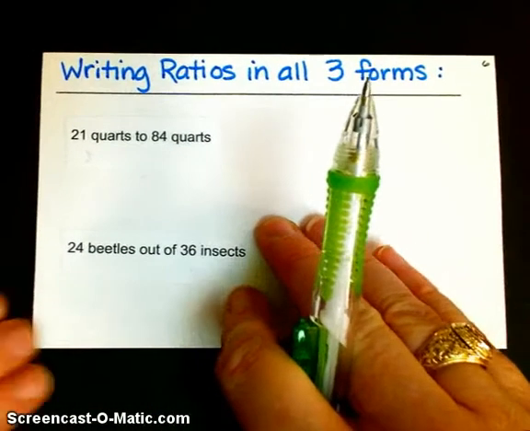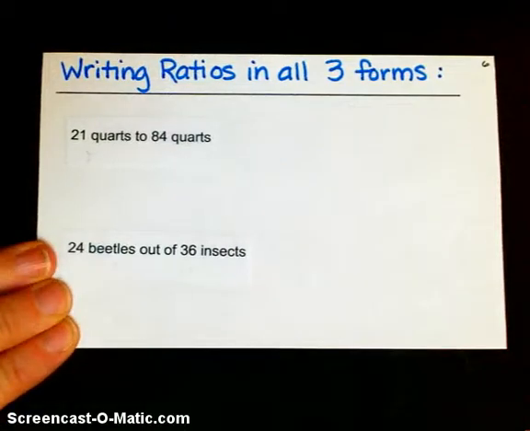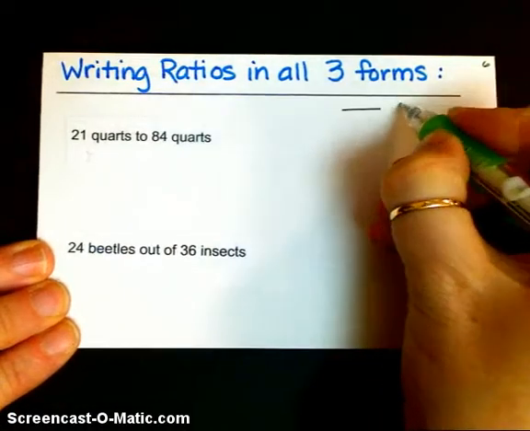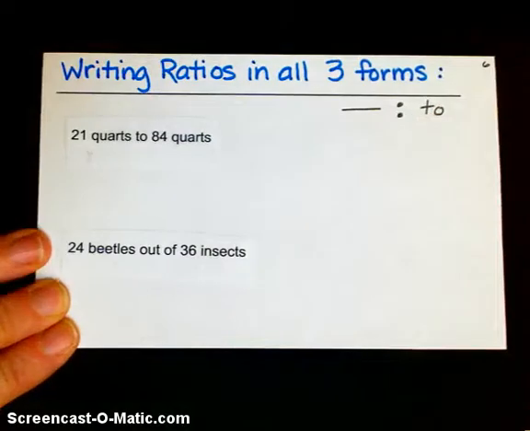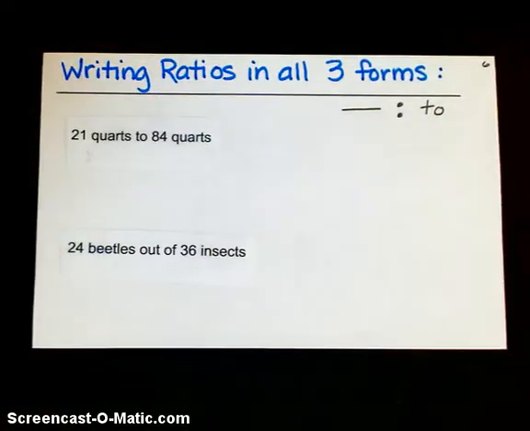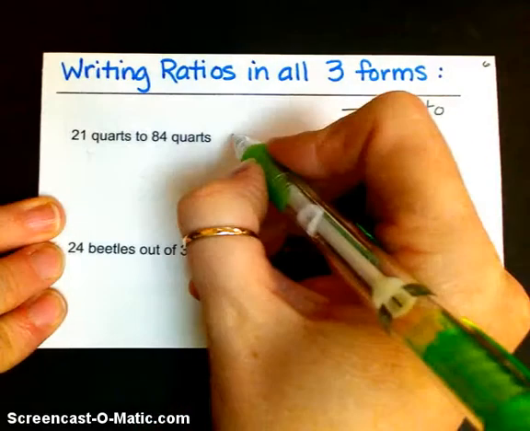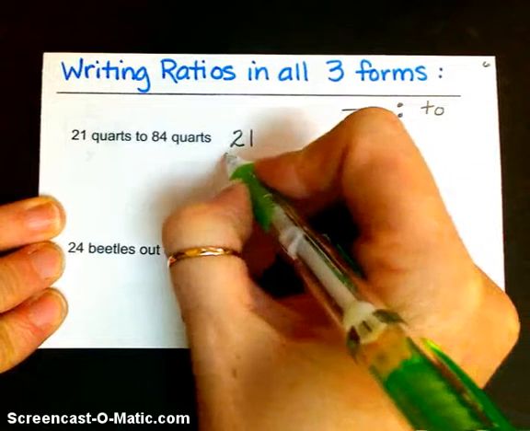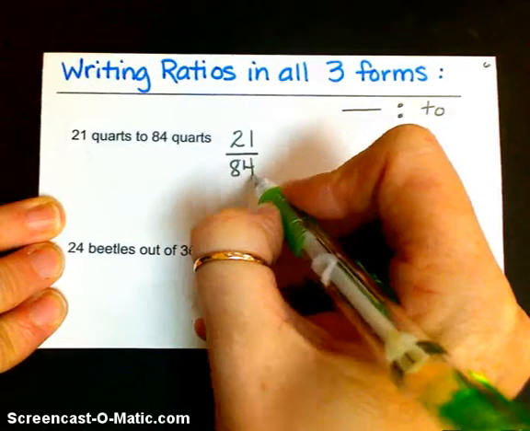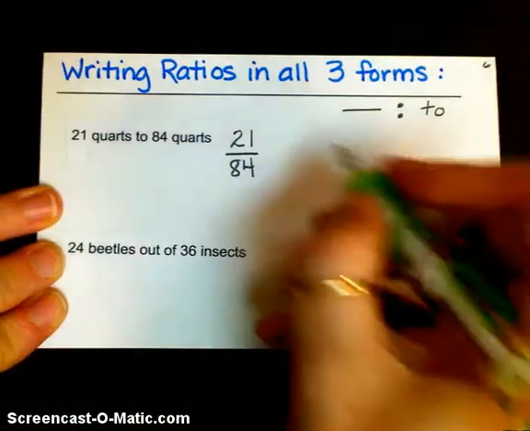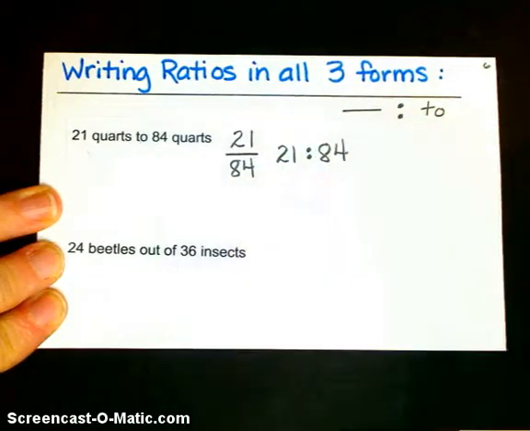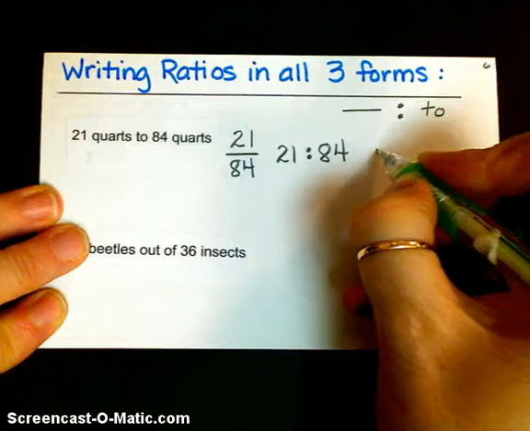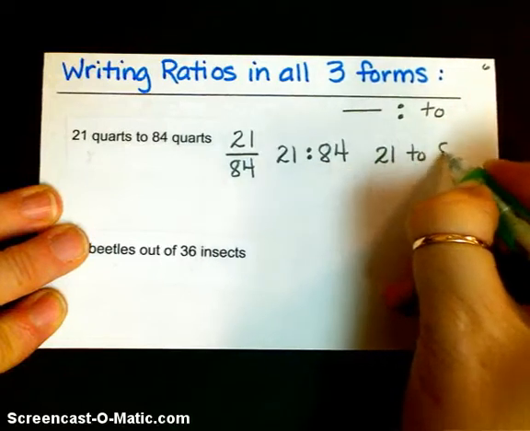Okay, now let's write these two ratios in all three forms. Remember, we have fraction form, symbol form, and word form. 21 quarts to 84 quarts. As a fraction, they've been giving us 21 first, so that would be on top over 84. With a colon in symbol form, we would write it 21 to 84, and in word form, it would be 21 to 84.